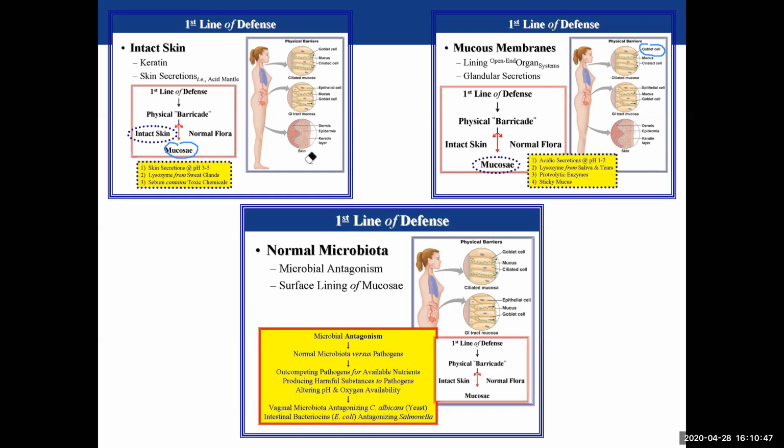So those are the three components for the first line of defense, the three types of physical barricade. Number one, the intact cutaneous membrane, intact skin. Number two, mucous membranes. Number three, normal flora.